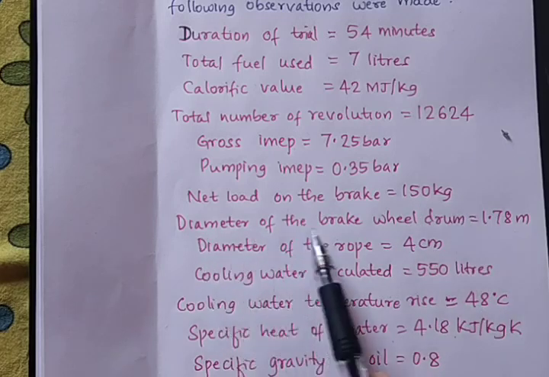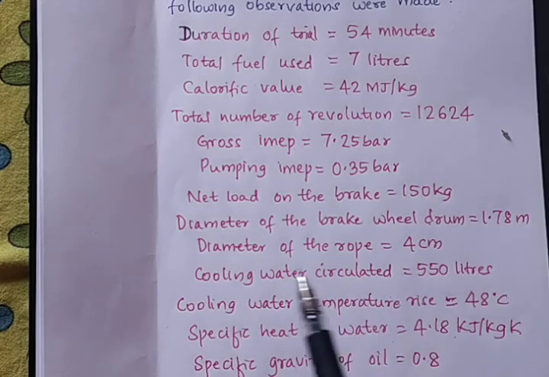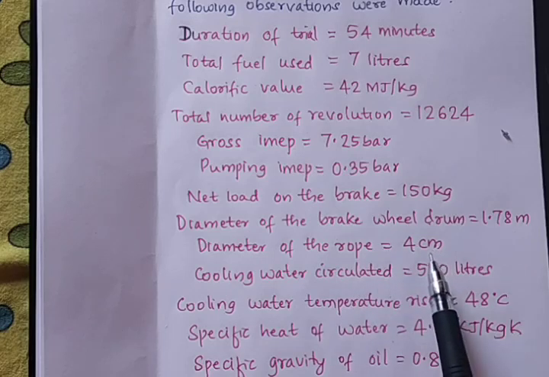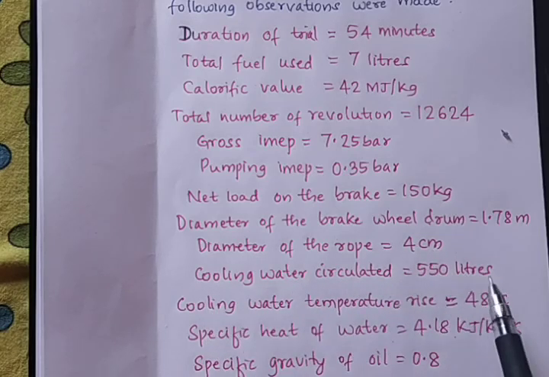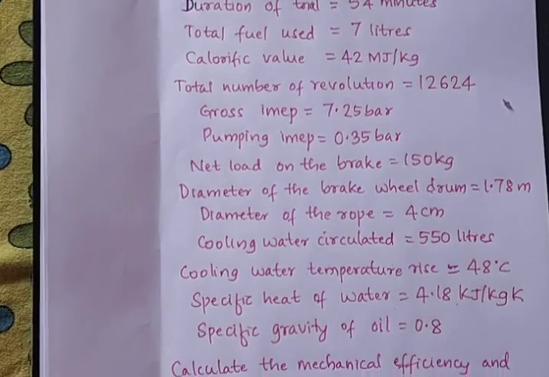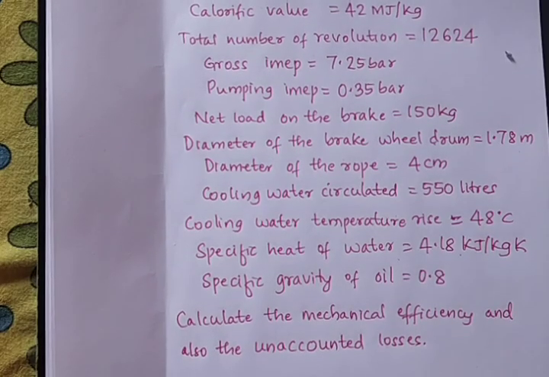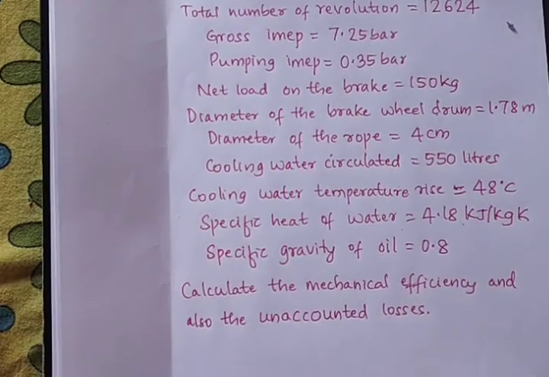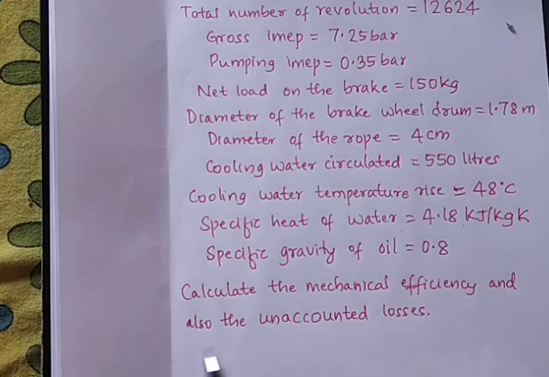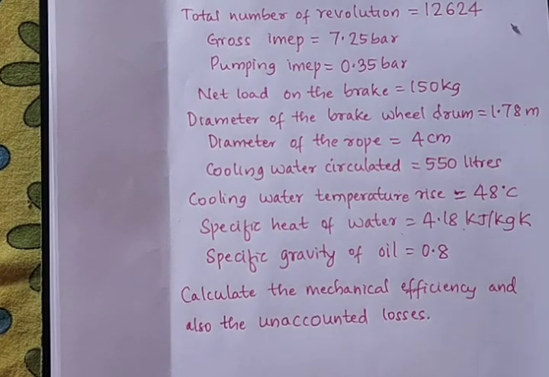150 kg, diameter of brake wheel drum 1.78 meters, diameter of rope 4 centimeters, cooling water circulated 550 liters, cooling water temperature rise 48 degrees centigrade, specific heat of water 4.18 kilojoules per kg Kelvin, specific gravity of oil 0.8, calculate the mechanical efficiency and also the unaccounted heat losses. So this is a problem given to us. Now with this problem let us write what is given in the problem.